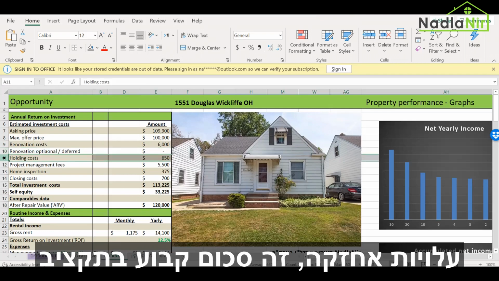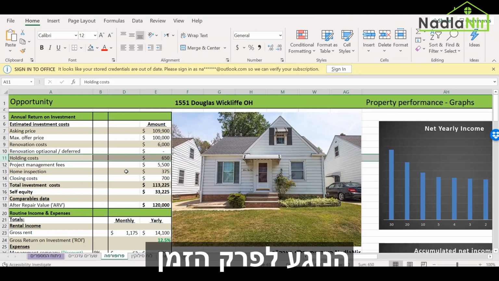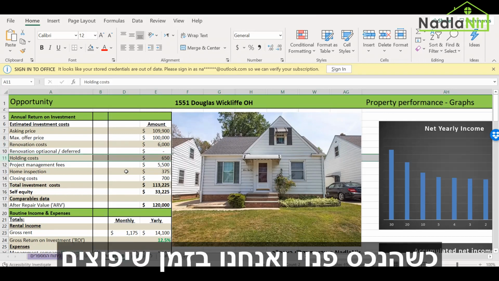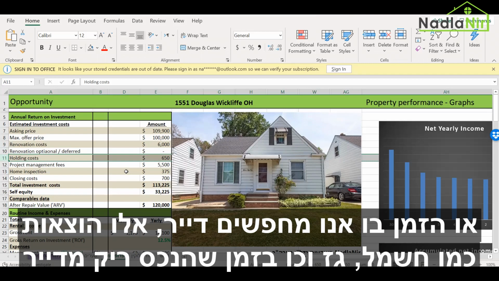Holding costs. These are just fixed budget costs for the time period when the property is vacant and we are doing the renovations, and maybe the time until we find the tenant. And this is to account for electric, gas, Dominion, etc. Just paying the utilities while the property is vacant.